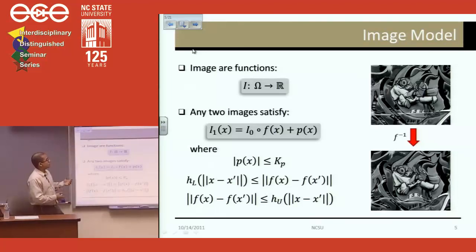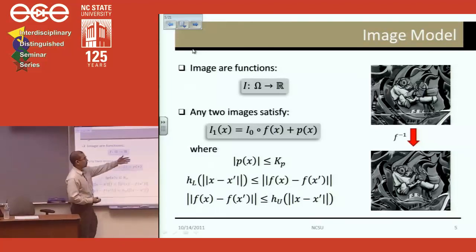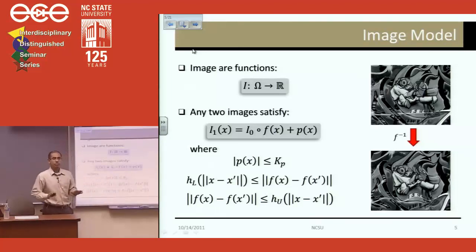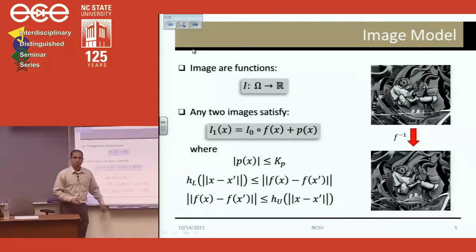So what we're going to assume for the rest of the discussion is that there's some sort of mapping between the images, f, and some perturbation p. These are going to be completely unknown. We don't know what they are. But we're going to have some bounds, and those are going to be known. Kp is known, HL is known, and HU is also known. And those can be very simple bounds. It could be as simple as a constant times the norm of x minus x prime.